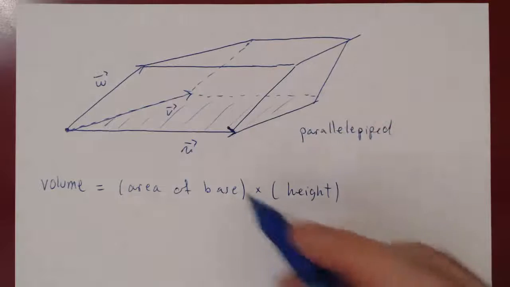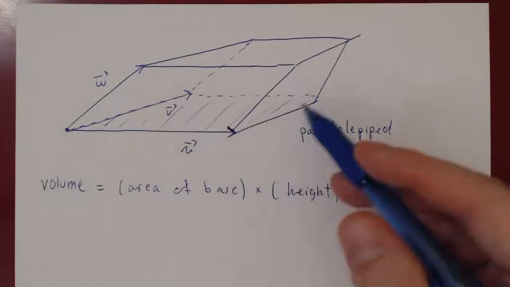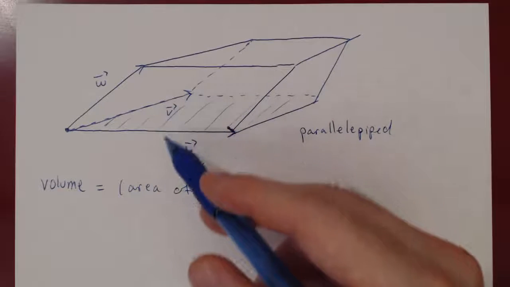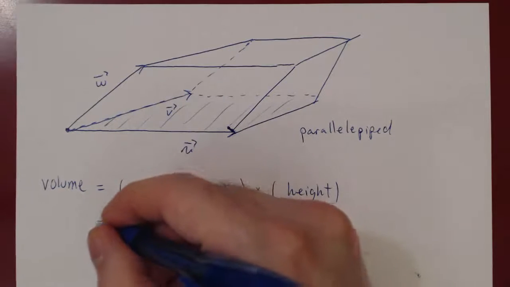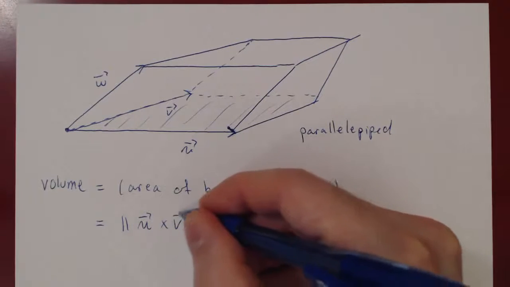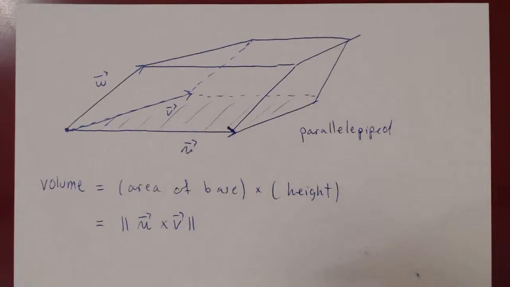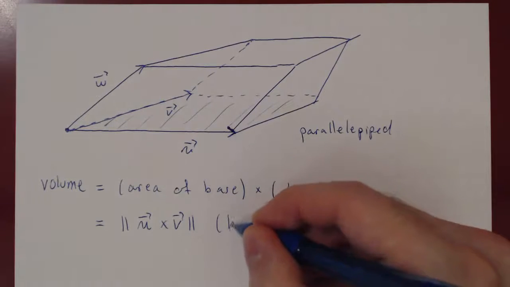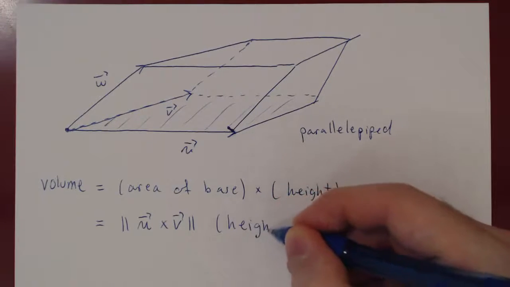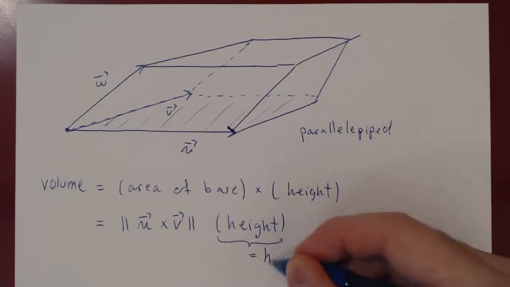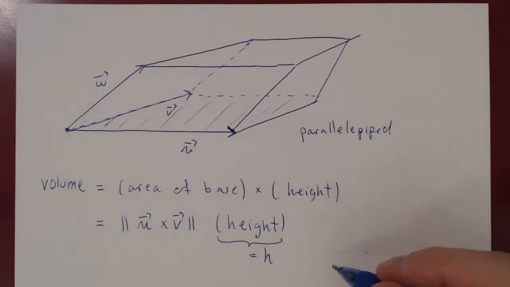And we have just proved that the area of a parallelogram spanned by two vectors u and v is the norm of the cross product between u and v. So we now have the area of the base, the norm of the cross product between vectors u and v. But we are still in need of the height of our solid. Let's just call this h. That's a bit more tricky.